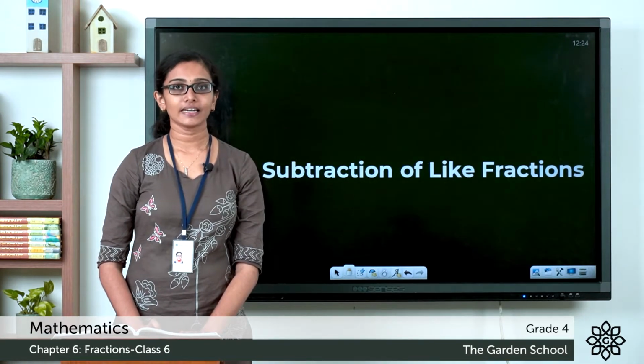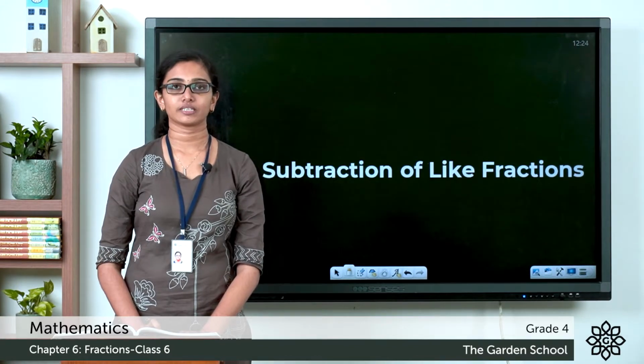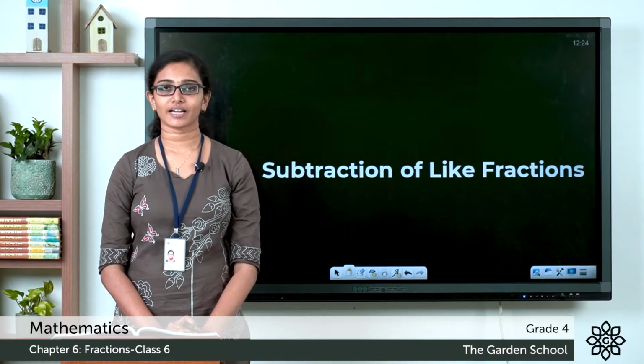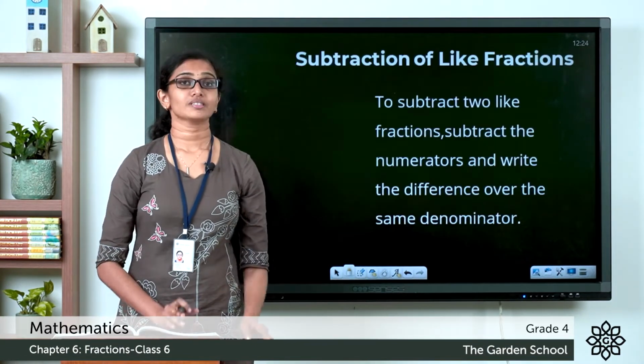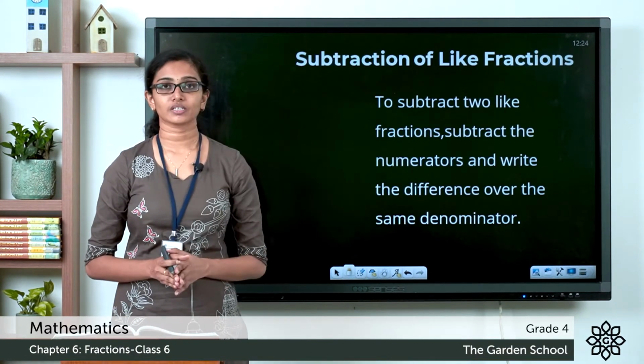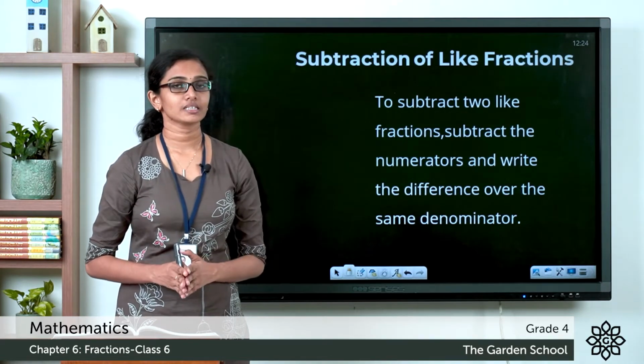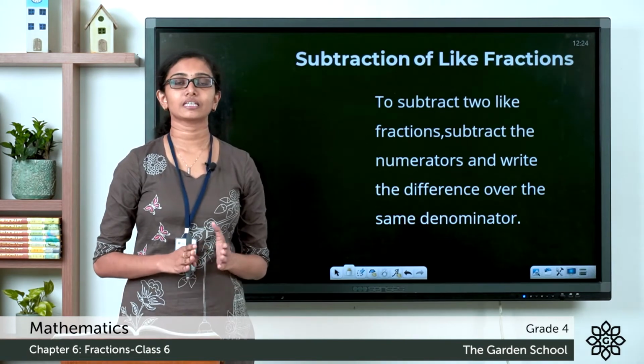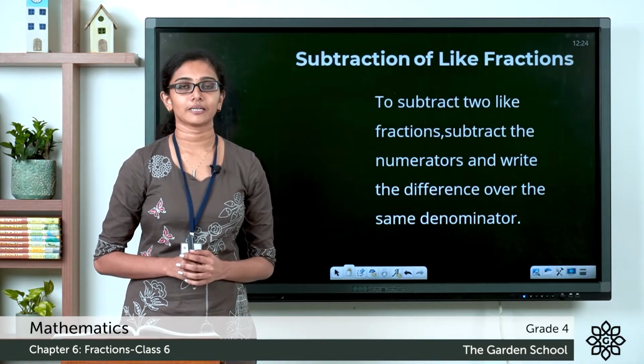So we have already learned how we can add like fractions. Today let's learn how we can subtract like fractions. To subtract two or more like fractions, since the denominators are the same, you just need to subtract the numerators and write the difference over the same denominator.